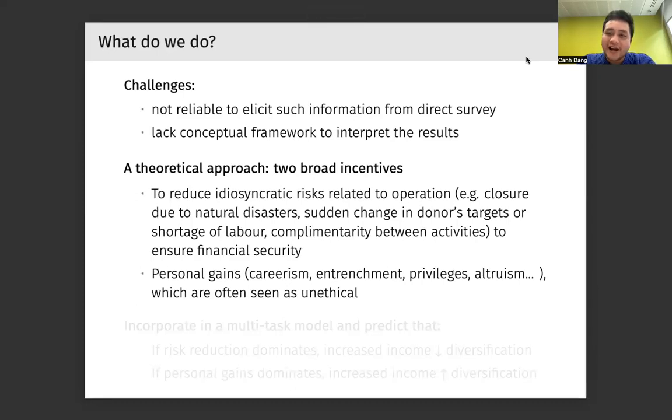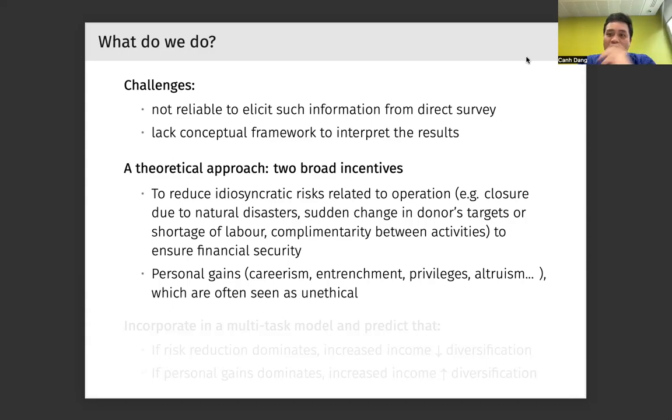literature. There are a few challenges associated with studying the motivations behind an NGO's activity. The first one is that it is not easy to elicit such information. We can't really go around and ask people to tell us their deep motivation behind their decision. And there's not much of a conceptual theoretical framework to interpret the results effectively. So these are the biggest motivations behind our approach to understand an NGO's motivation. The way we do it is to offer a theoretical approach and an empirical approach to answer this question.